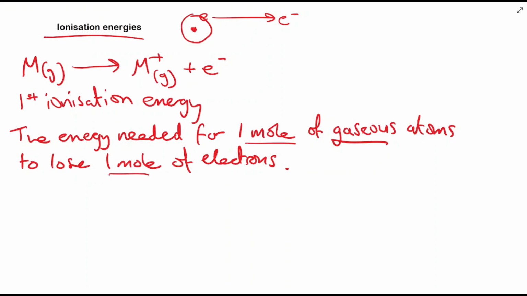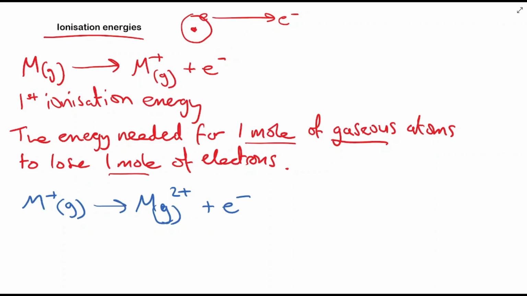Now, if we take the second electron and we want to remove that, then we're going to start off with M+, and we're going to go to M, that's a gas, 2+, and an electron. The first ionization energy has already happened. Notice there's a +1 overall charge on the left, and there's a +1 overall charge on the right. We're just talking about the second step, not the first and second step together.